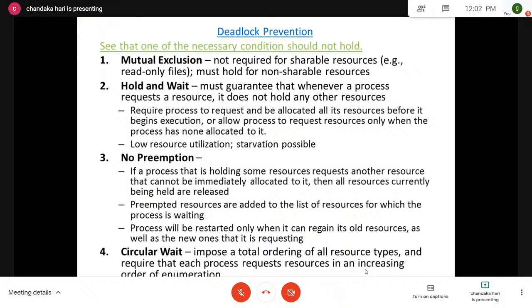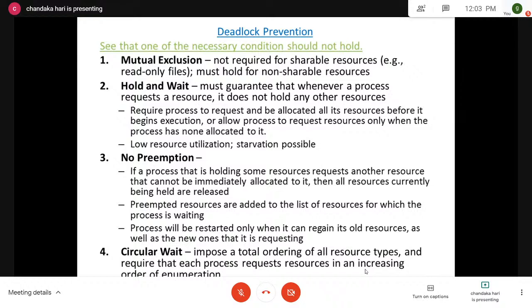Coming to the second one, hold and wait. What is hold and wait? Already I told that if any process is holding some set of resources and waiting for the resources held by some other process, and similarly that process is also holding some set of resources and waiting for the resource held by this process, then both processes are not allowed to continue execution. Hence, this particular situation is called a deadlock. The solution, what we will see now.